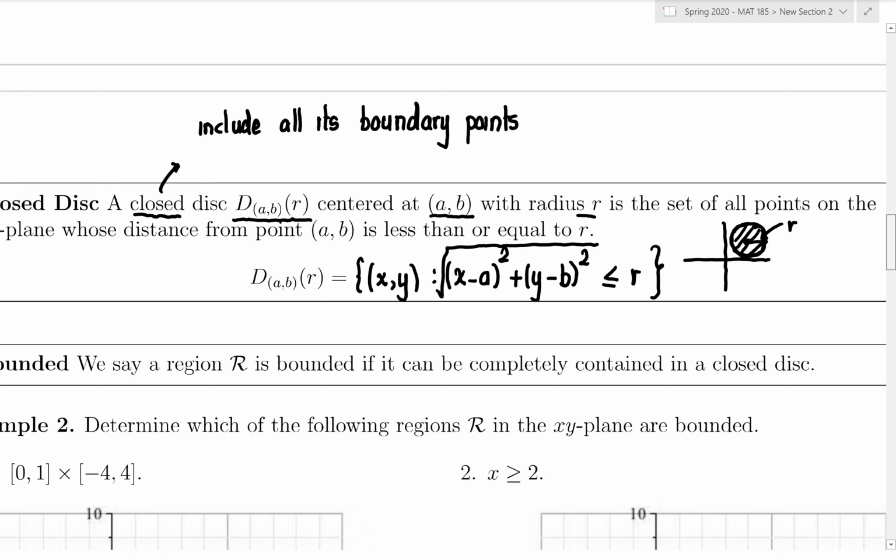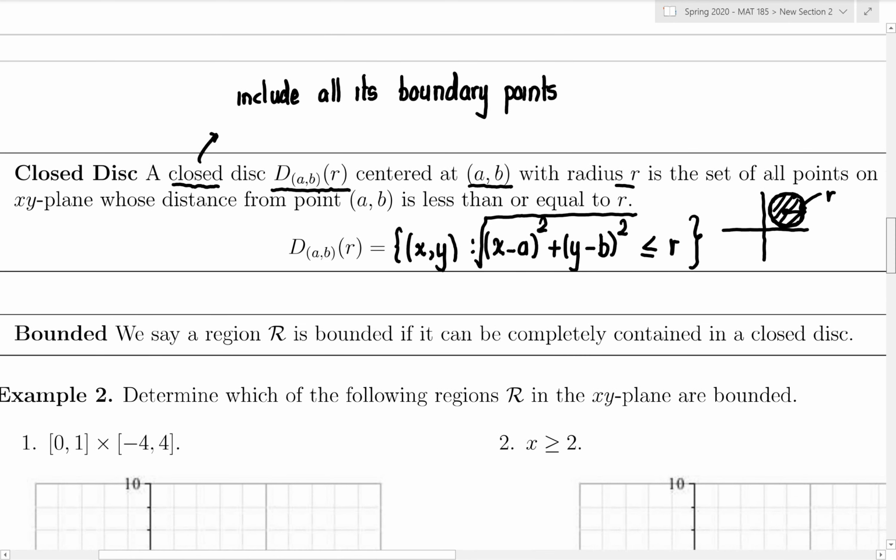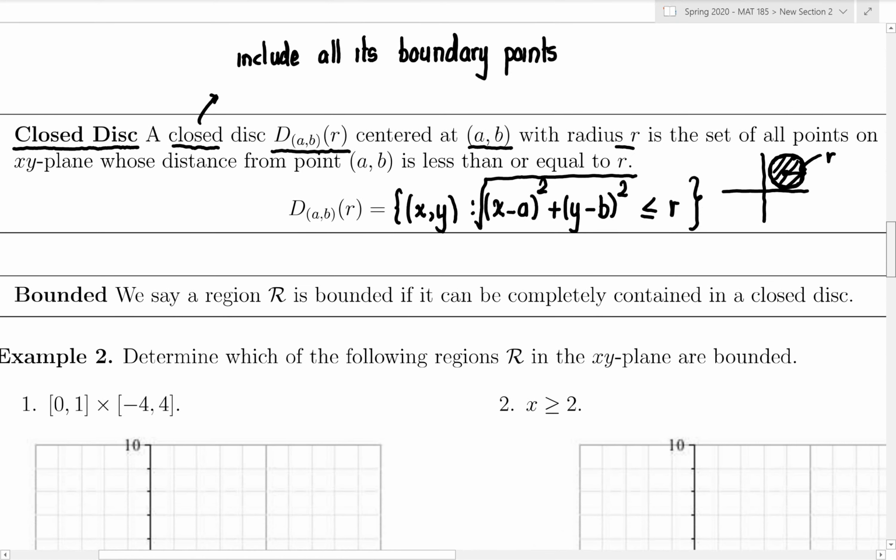All right, so that might be something new we've not seen before, but if you have any questions, please let me know during office hours. But for now, the definition of closed disk allows us to define what we are going to refer to as a bounded region.